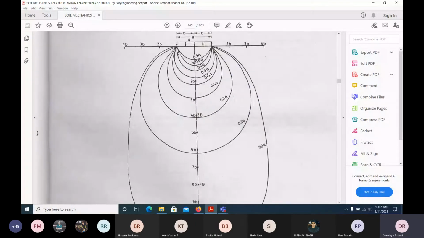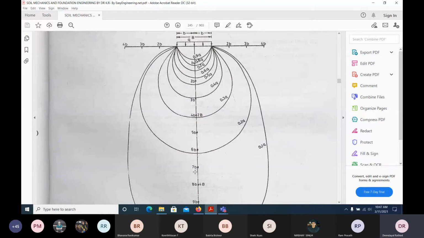Likewise, we can draw all the isobars below this, isobars being lines of equal vertical stress. Here it is equal, here it is equal, like that. If you try to draw it, as the load increases, the isobar sizes also increase. These isobars are very important while designing a footing, so we call it the influence area below the footing.